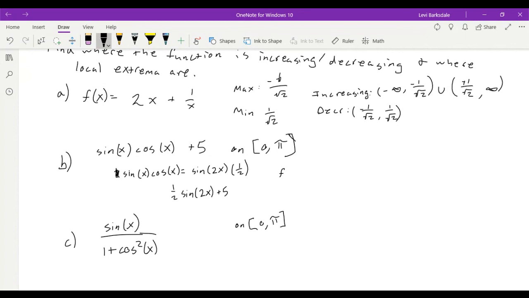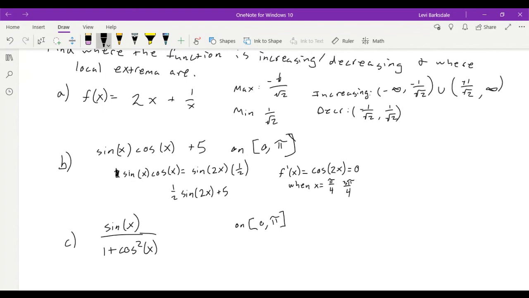And if we take the derivative, that's easy enough. The derivative of sine is cosine times the derivative of the inside, which is 2. That cancels neatly with our 1/2. So our derivative is just cosine of 2x. And it's equal to 0 when x is equal to pi over 4 and 3 pi over 4.